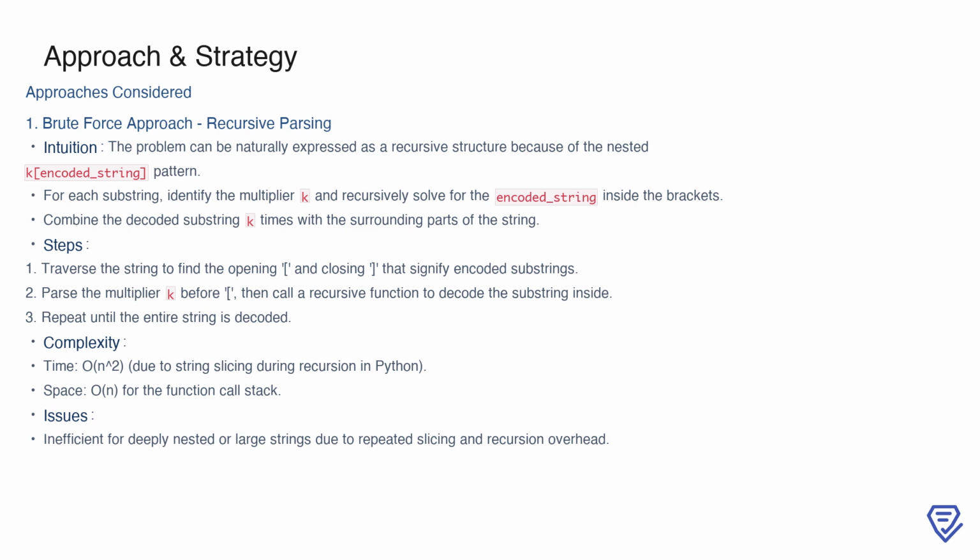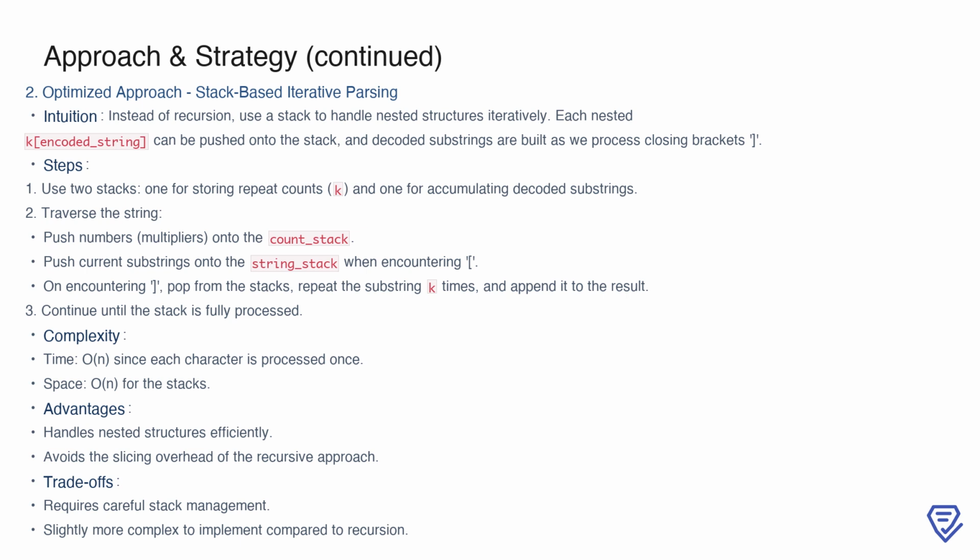While this approach works, it has some notable inefficiencies. The time complexity can be as high as O(n squared), primarily due to the overhead of string slicing during recursion, especially in Python. Additionally, the space complexity is O(n), because of the function call stack. This can become problematic for deeply nested or very large strings, as the slicing and recursion overhead can significantly impact performance.